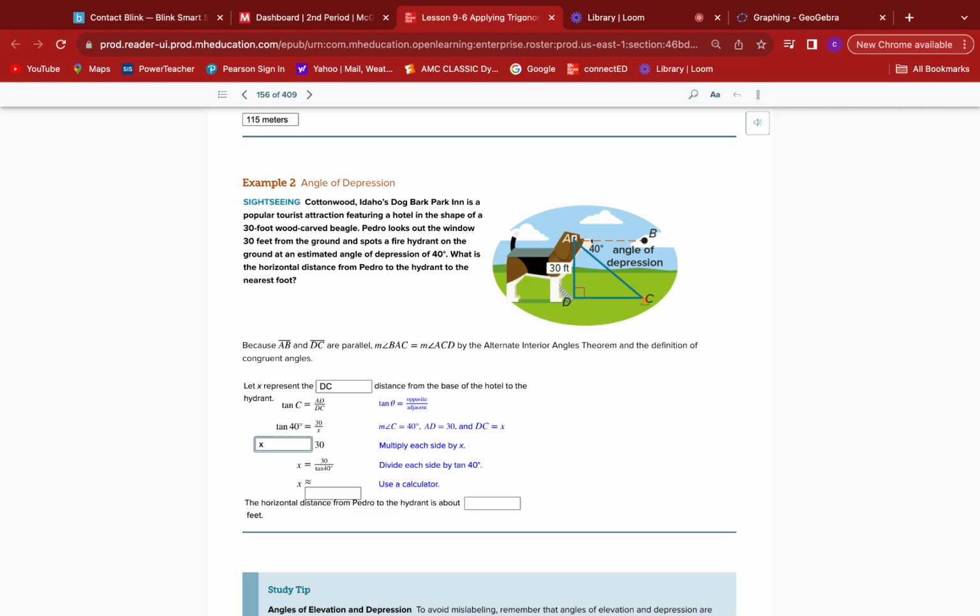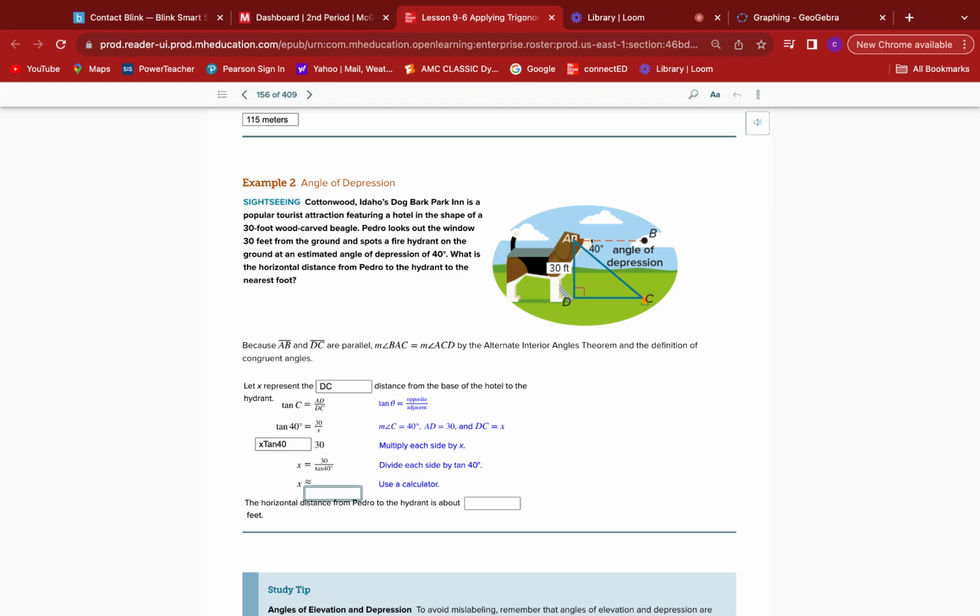They're making me show the actual steps and then divide by the tangent of 40. So switch their places is what they're doing. They're just showing that one step in between.